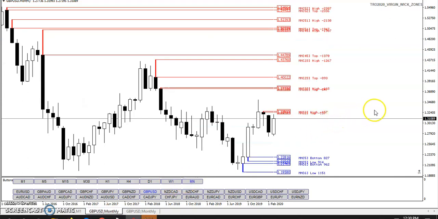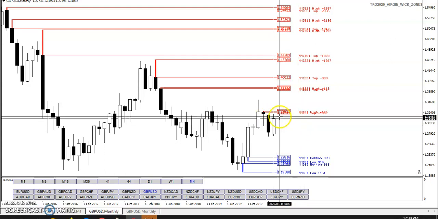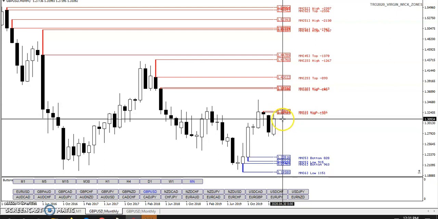And finally, on the monthly. And so you can see here, even on the monthly, we had a very small virgin wick. Price went up through it, came back down and reversed. So that's it, fellow traders, on the TRO2020 Virgin Wick Zones, one of the donational indicators.